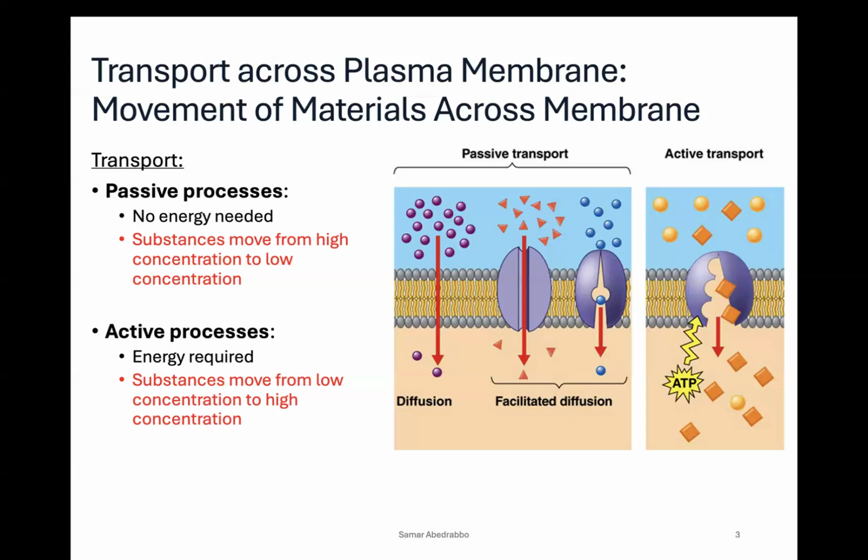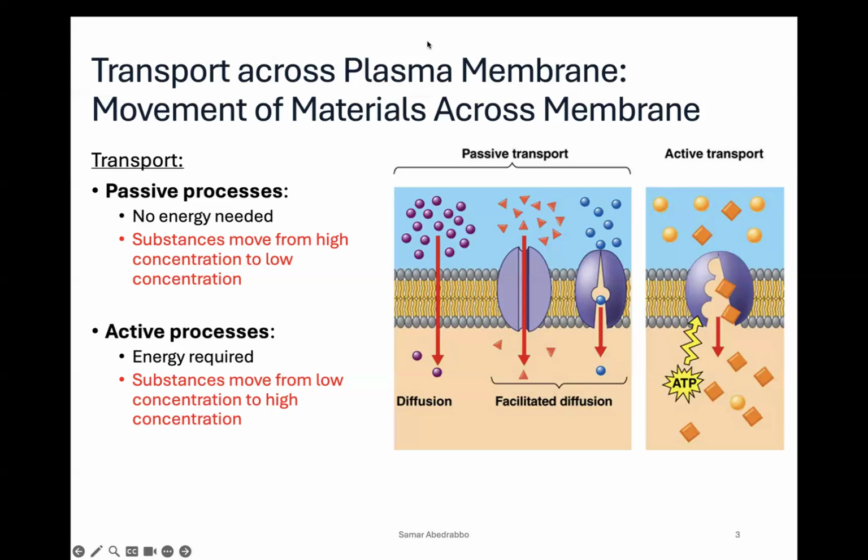There are two types of transport. Passive transport is called passive because it doesn't require any energy. The reason no energy is required is that substances are moving from where there's a lot of them to where there's a little of them. Anytime things in chemistry go from high to low concentration, that's a passive process, meaning there's no energy required.